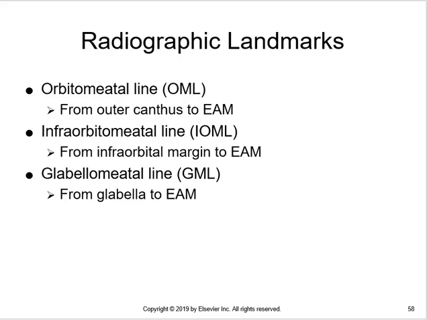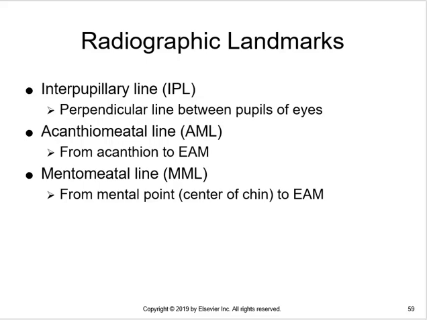Radiographic landmarks and lines that we'll be using to position the patient are the orbital meatal line, the infraorbital meatal line, not so much the glabellomeatal line. You may hear it referred to, but we don't use it much. The interpupillary line, the acanthomeatal line, and the mentomeatal line.